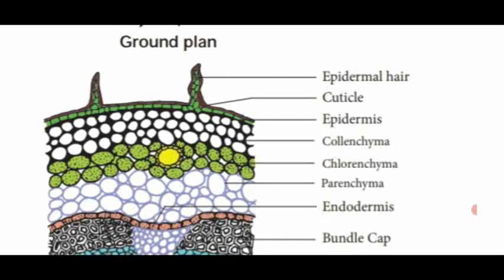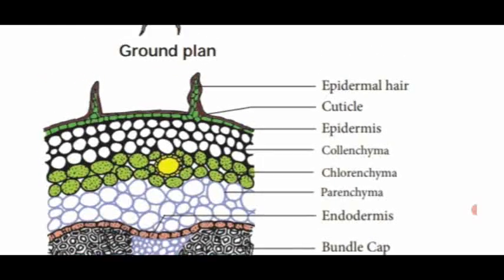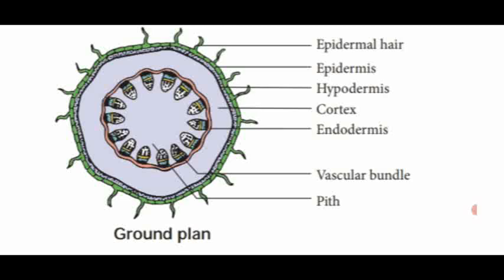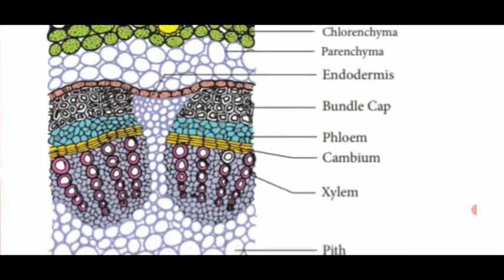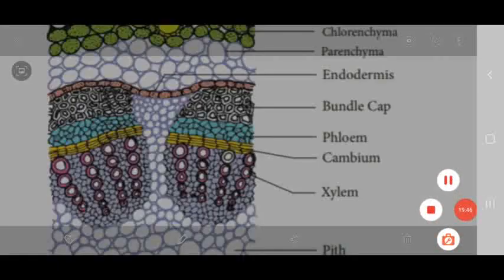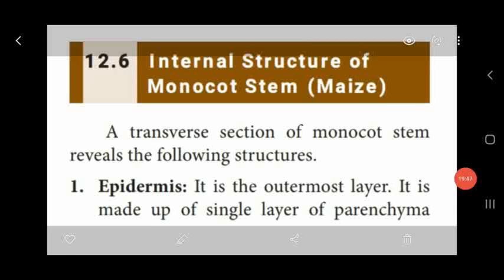Dear students, this dicot stem diagram as well as the ground plan is very, very important. Next one, internal structure of monocot stem or maize stem. Dear students, before this we have seen the internal structure of dicot stem. Now we are going to see the monocot stem example, maize.